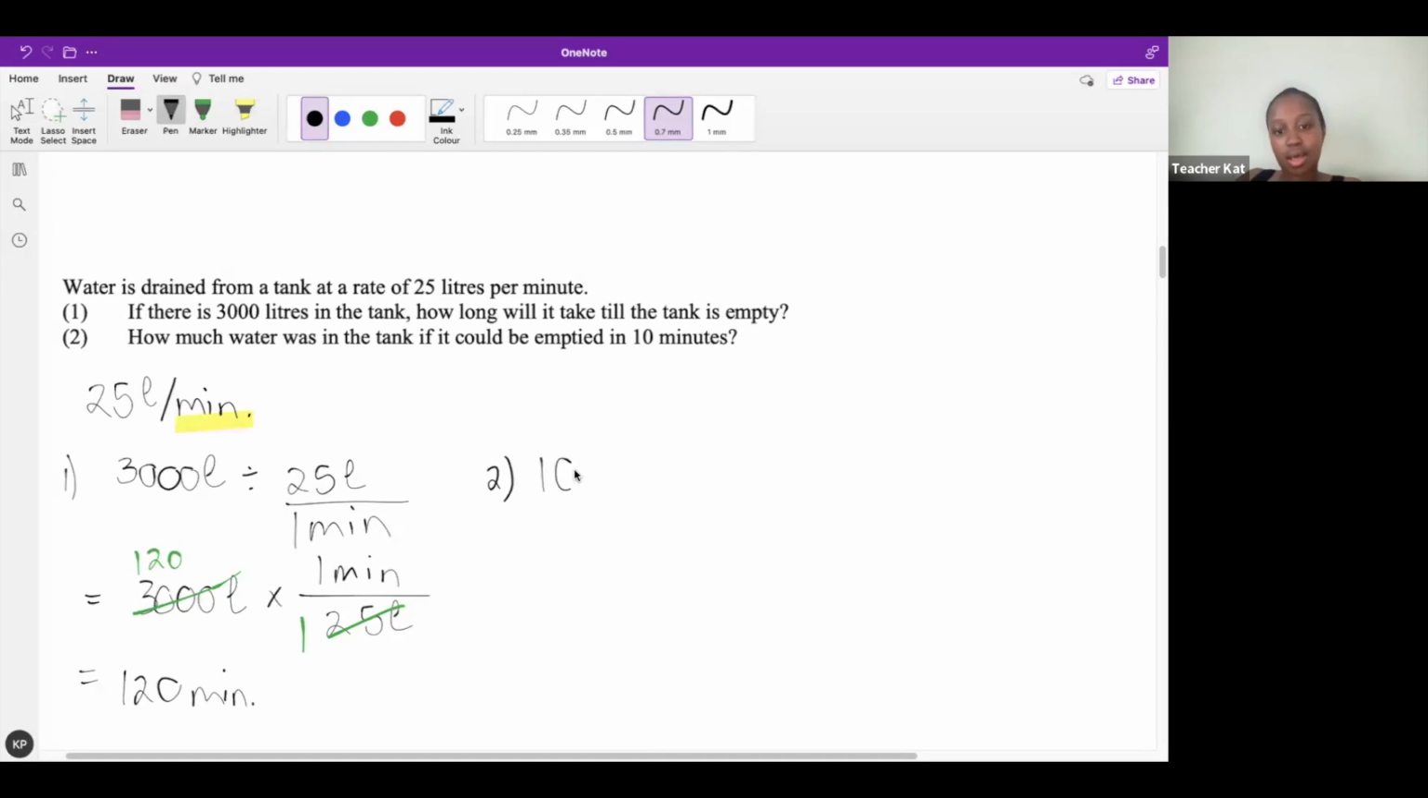So I'm going to say I have now 10 minutes. And I'm going to multiply it by my rate, which is 25 liters per 1 minute. Once again, these units will cancel out. Do you see that? So I'm left with liters. So then I have 10 times 25 liters, which means I had 250 liters.